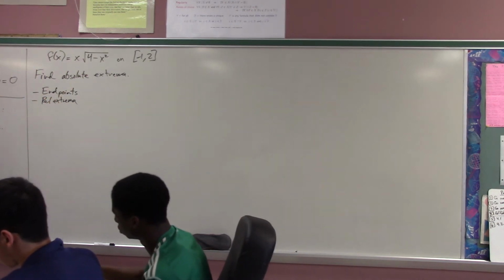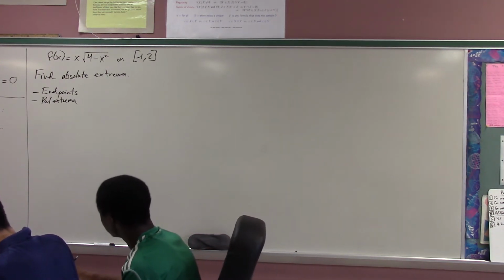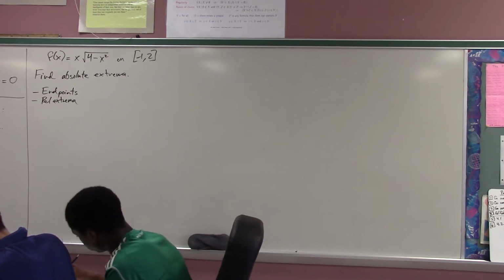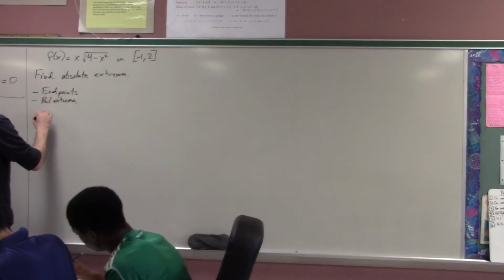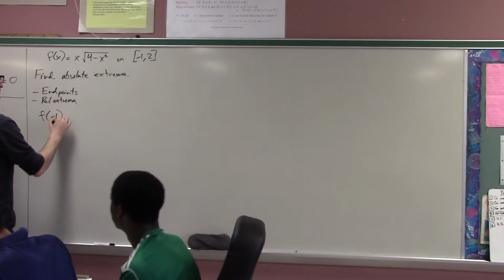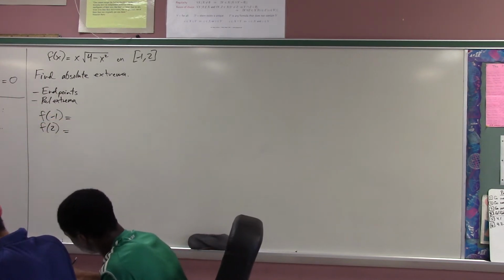As we've seen from our pictures, which I now erased, the absolute extrema of a continuous function on a closed interval must occur at either the endpoints or the relative extrema. So maybe right from the beginning, before you forget, compute f of -1 and compute f of 2. What is f of -1?